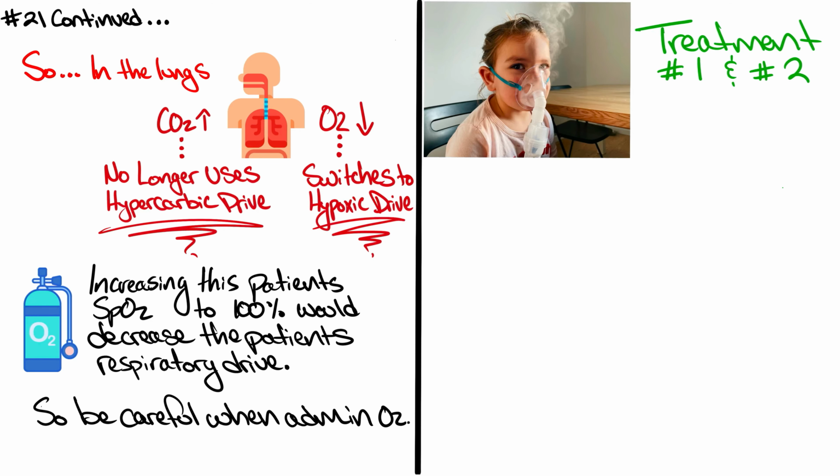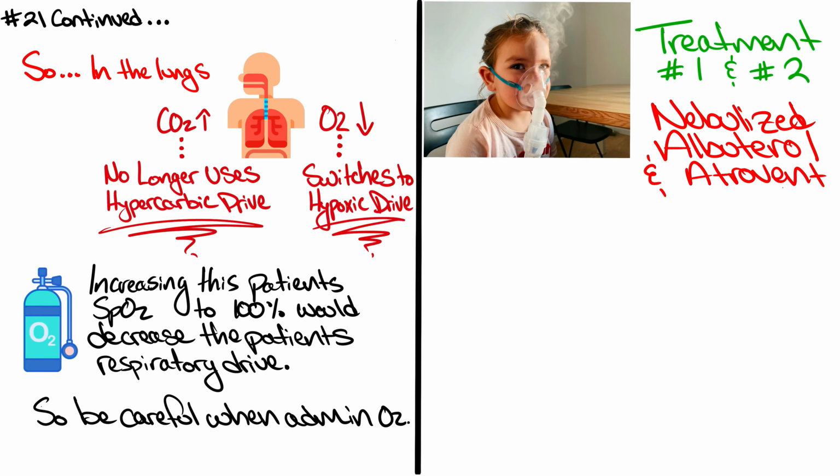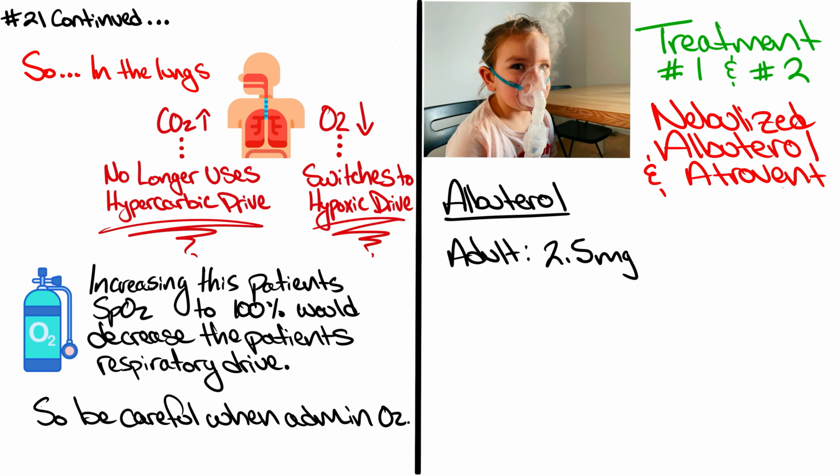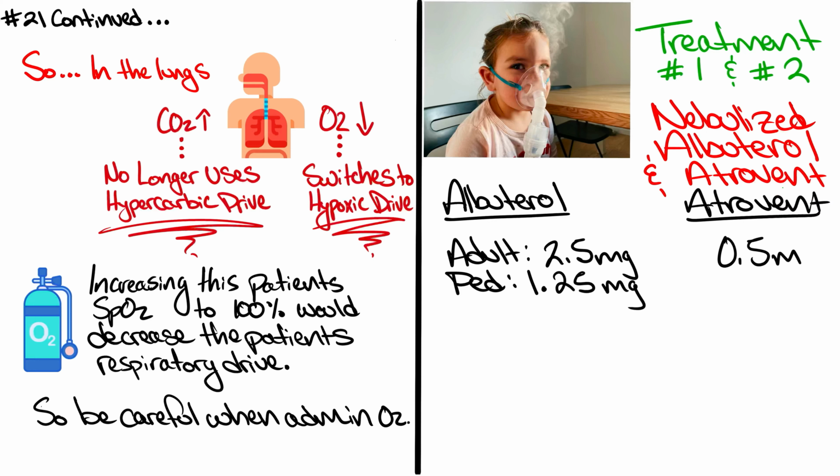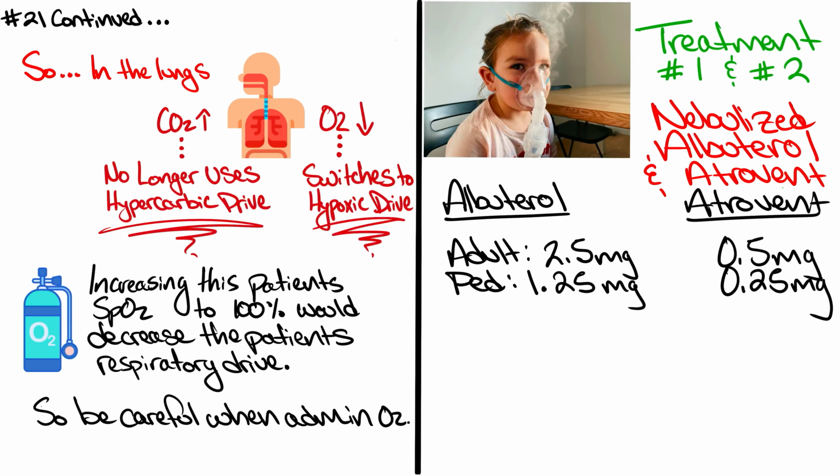Treatments 1 and 2 kind of go together. Both albuterol and Atrovent are going to be given together through a nebulizer. For albuterol, your adult dose is going to be 2.5 milligrams, and your pediatric patients are going to get half the adult dose at 1.25 milligrams. Atrovent is going to be given at a dose of 0.5 milligrams for the adult, and again, the pediatric patients are going to get half the adult dose at 0.25 milligrams.